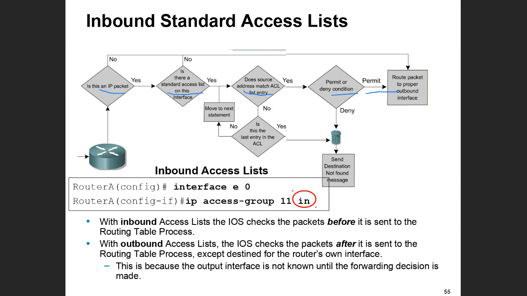If it goes through the lines in the list and doesn't match the first line, doesn't match the second line, doesn't match the third line, doesn't match the fourth line, then we get to our implicit deny any. It keeps moving to the next statement until it runs out of lines. Oh, it's the last line now. Does it match? It didn't match any lines. What do we do with it? Throw it away, and send the destination not found Internet Control Message Protocol, ICMP, message back to the host machine. And it doesn't go through the routing table lookup process. It wasn't determined to be acceptable for that range of source addresses to be processed by the router.